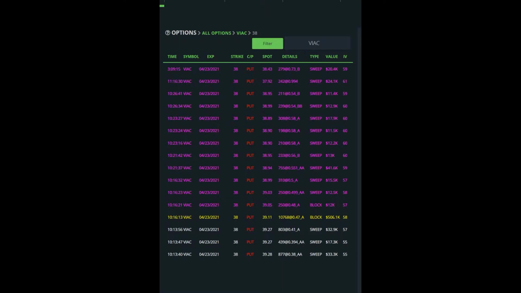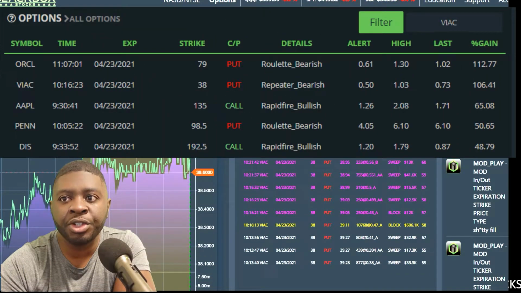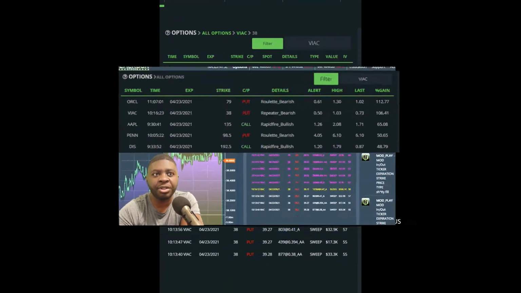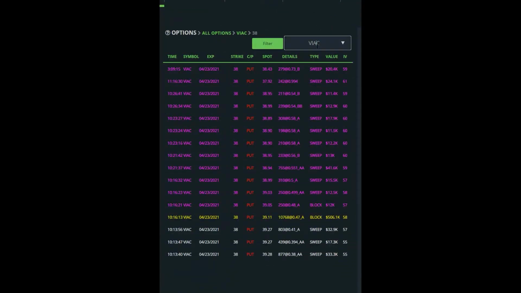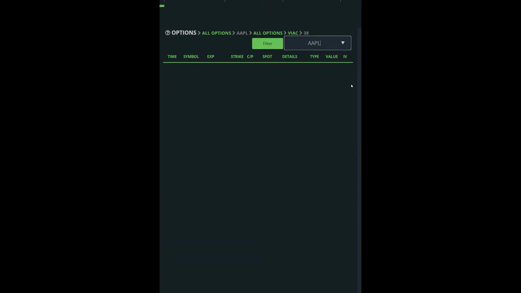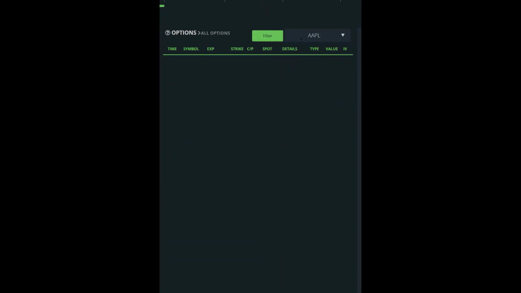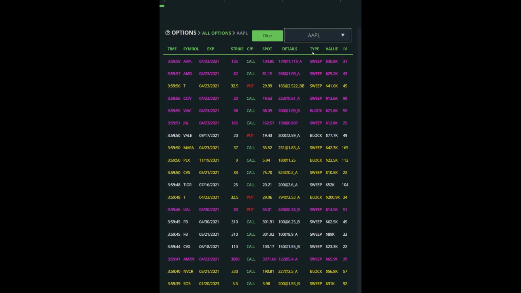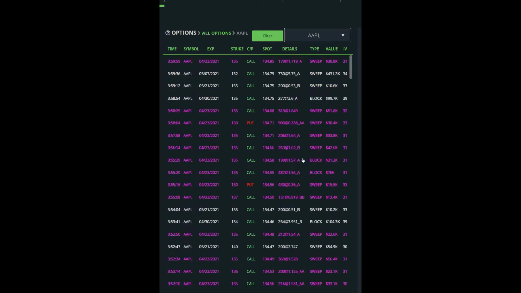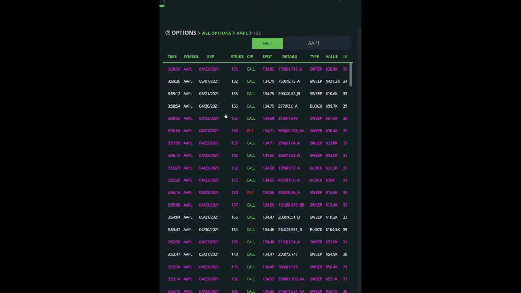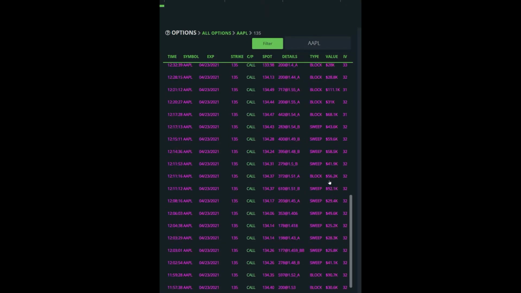And so let's go ahead and take a look at that Apple situation where it was a 135 call, came out straight in the morning as a rapid fire bullish. So let's go ahead and look that up on the chart. Apple. Okay, let's go. All options, Apple. And again, it was the 135s. And yep, let's look that up here.